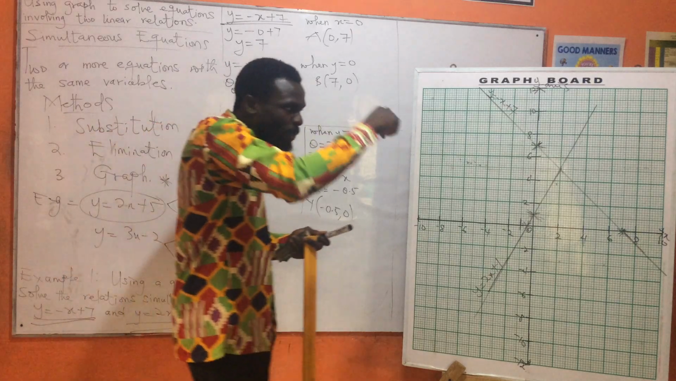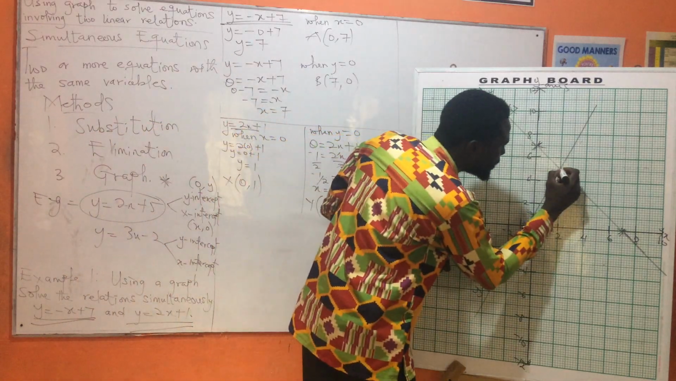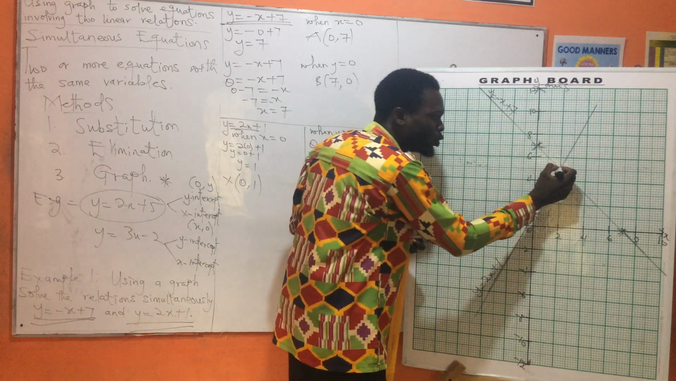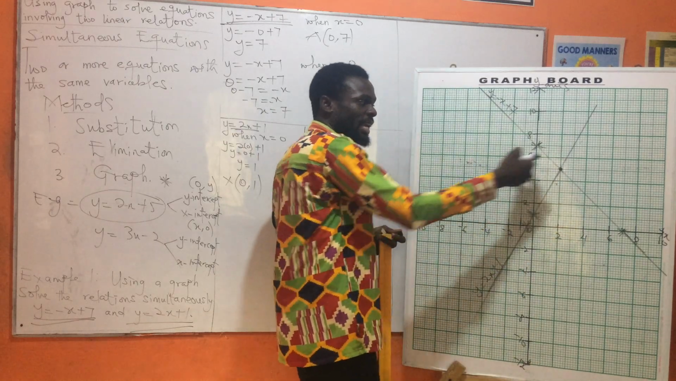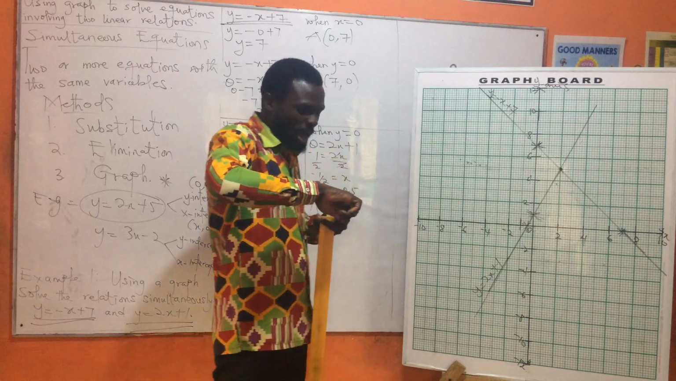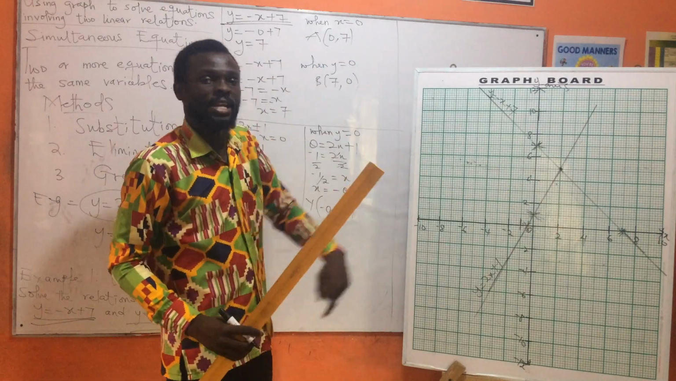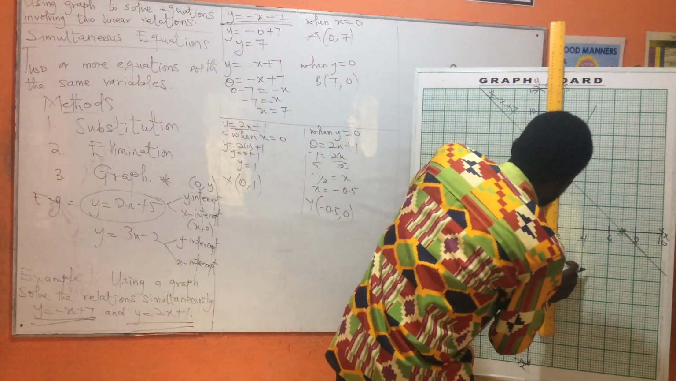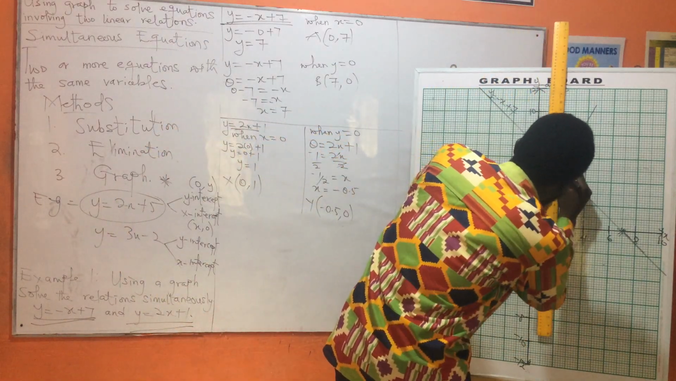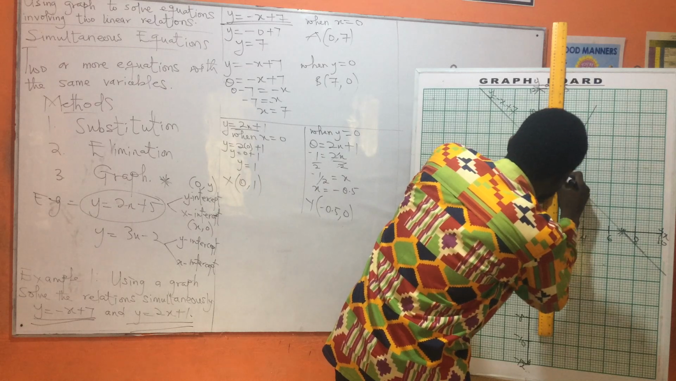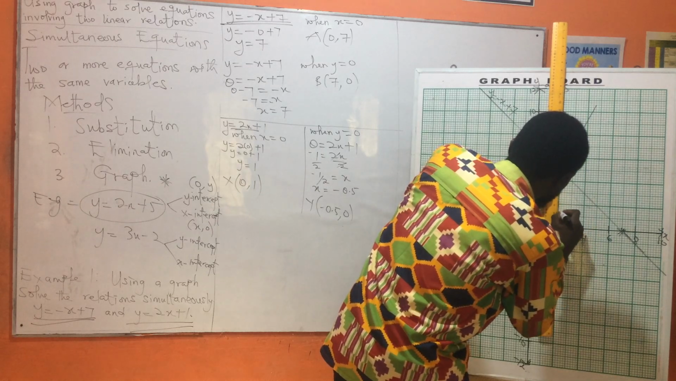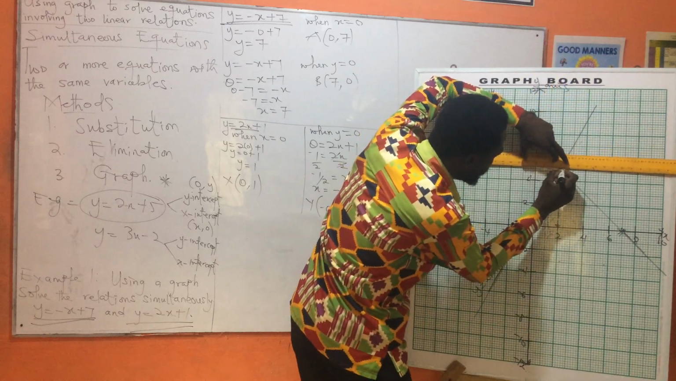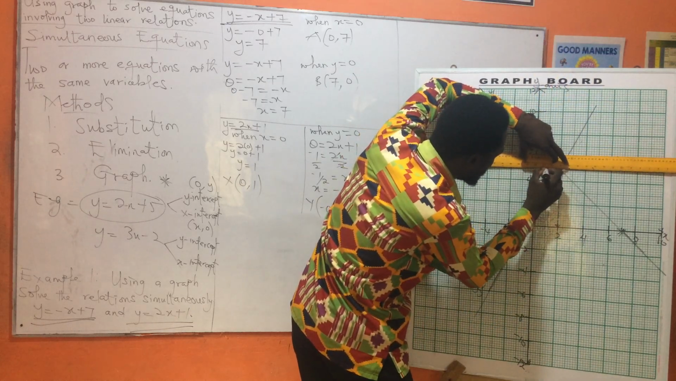So now let's locate the point of intersection. The point of intersection is here. They meet here. So we are going to trace it to the y-axis and to the x-axis. But we know that points are read from the x-axis first. So we trace the point of intersection to the x-axis and also to the y-axis.